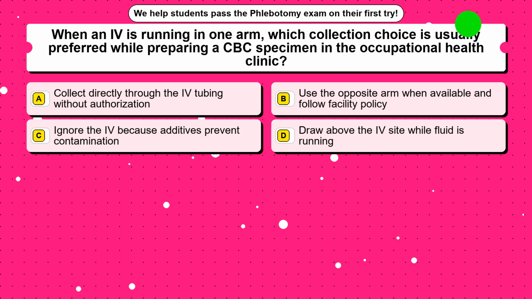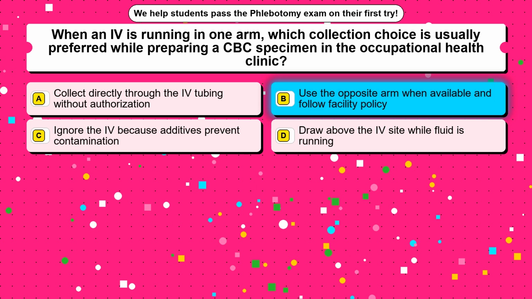Question 11. When an IV is running in one arm, which collection choice is usually preferred while preparing a CBC specimen in the occupational health clinic? Option A. Collect directly through the IV tubing without authorization. Option B. Use the opposite arm when available and follow facility policy. Option C. Ignore the IV because additives prevent contamination. Option D. Draw above the IV site while fluid is running.